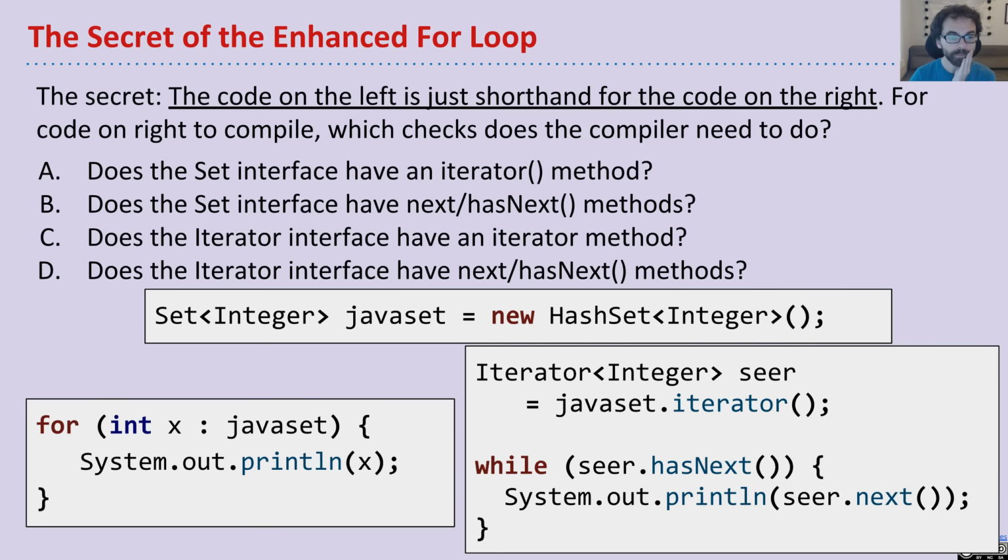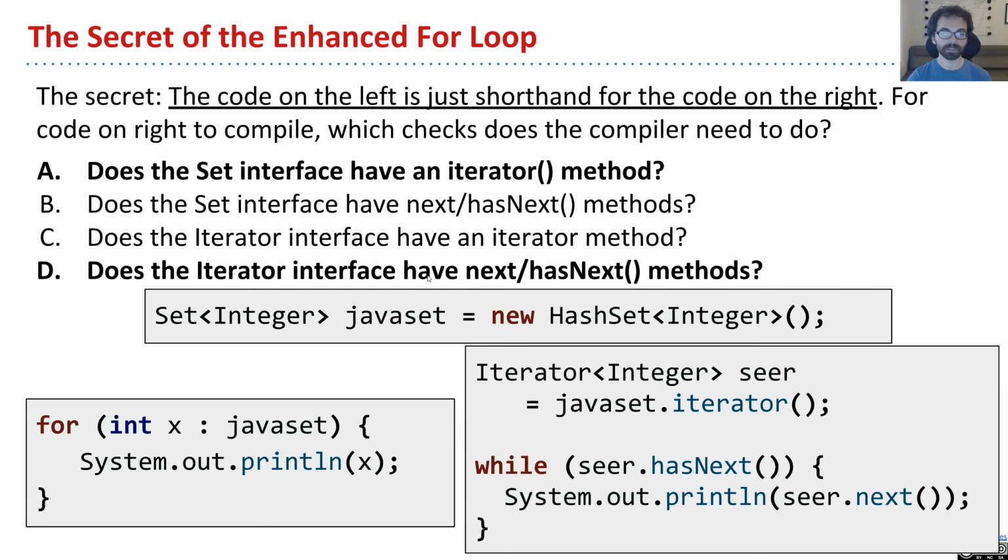Okay, so the first thing it will check is, can I actually get back an iterator? From what? Oh, well, from the set interface. So make sure that the set interface has an iterator method. And then when it's looking at the usages of the iterator object, it sees that it's calling hasNext and next. So make sure that the iterator interface, this thing here, has a next and a hasNext method. Okay? So those are the things that we need to do.